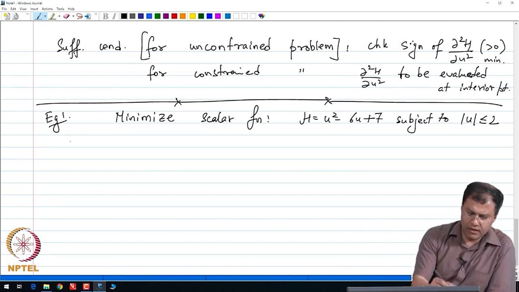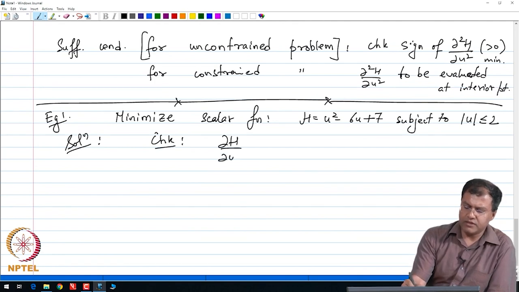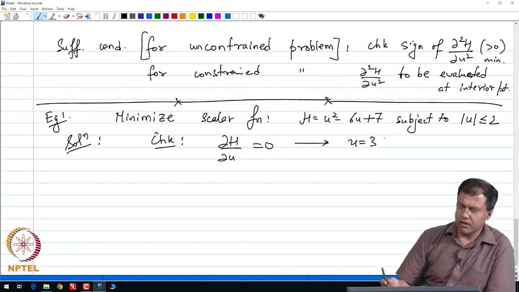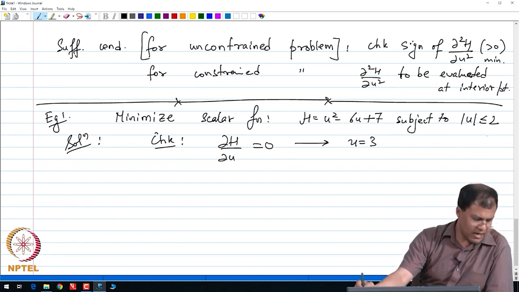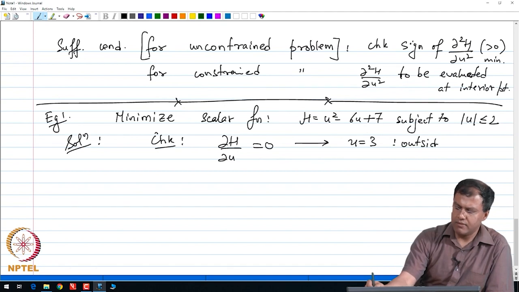So if we differentiate h with respect to u and set it equal to 0, I am going to get u equal to 3, right. So that is not a viable solution because it exceeds our constraint, right. So u equal to 3 is outside the constraint.